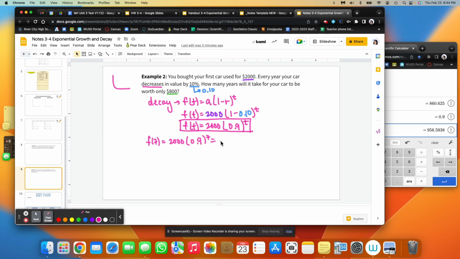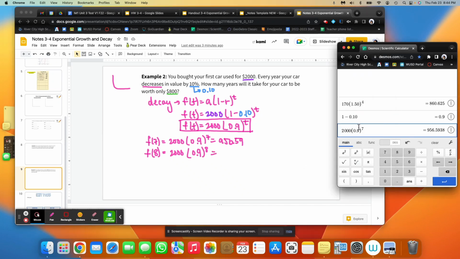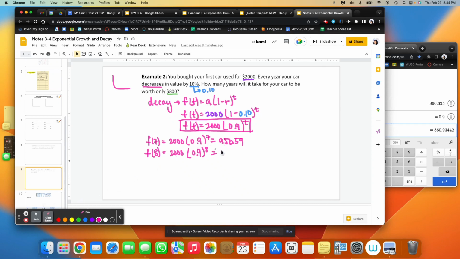Well, when we plug that in, we get 956.59. So it seems like the next year it would be worth less than 800, but let's just see. So let's plug in 8. So 2,000 times 0.9 to the 8th power. We plug that in, we get 860.93, so we're close. Now let's plug in 9.